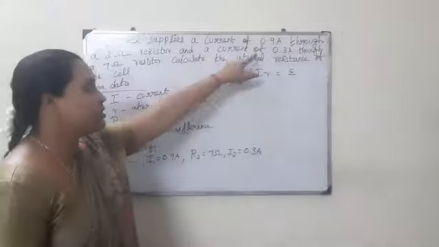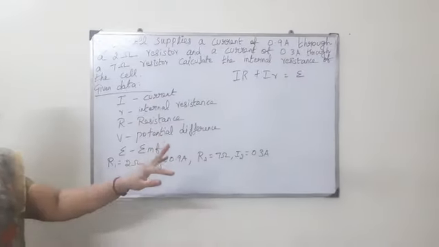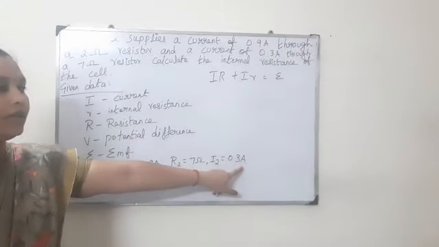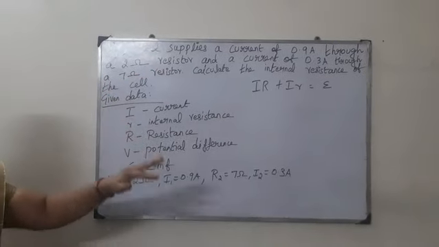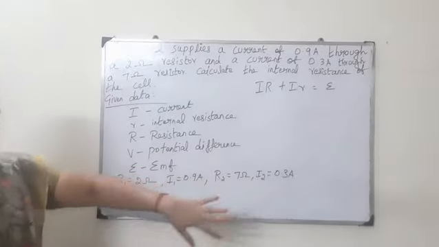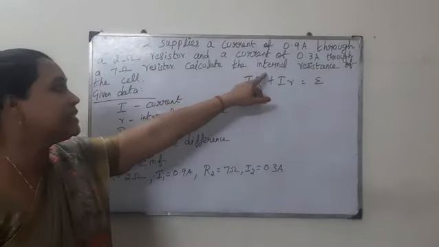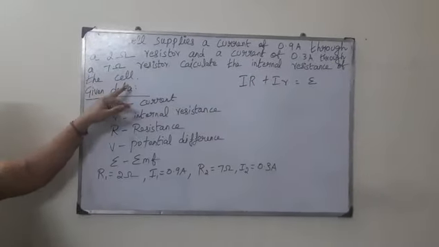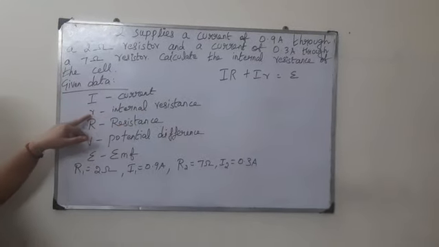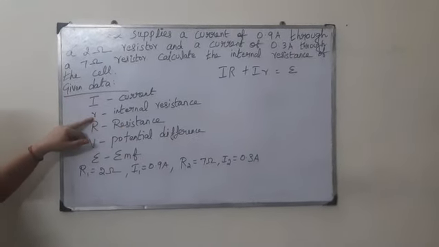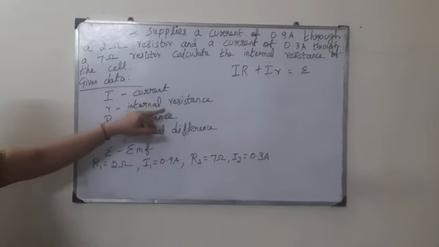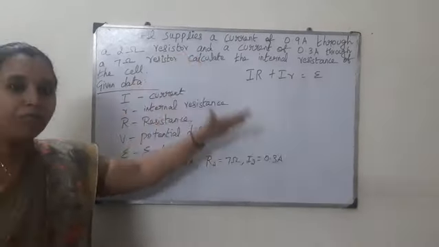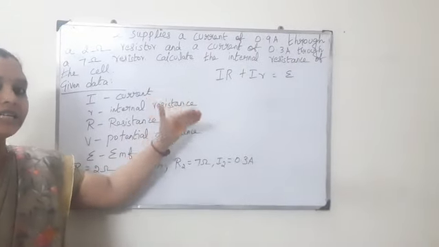And a current of 0.3 ampere, the second current. So I2 is equal to 0.3 ampere. Flows through a 7 ohm resistor. So the second resistor R2 is equal to 7 ohms. Now calculate the internal resistance of the cell. So for the internal resistance, the symbol used is small letter r. Capital letter R is resistance and small letter r is internal resistance. So we have a 5 mark question based on this, how to find the internal resistance of a cell.